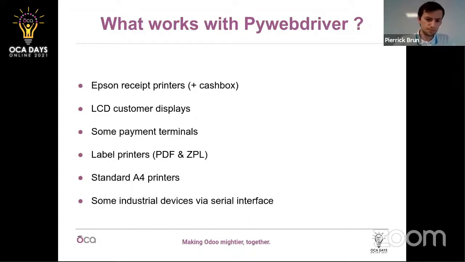And also you can use it to print on a standard A4 printer. You can then choose which printer you want to print on, etc. Your customer can just click on a button in Odoo, and it will instantly print. So you don't have to have someone who knows how it works to make it work. Also, you can make some industrial devices work via serial interface, and there is some work being done for weighing machines.